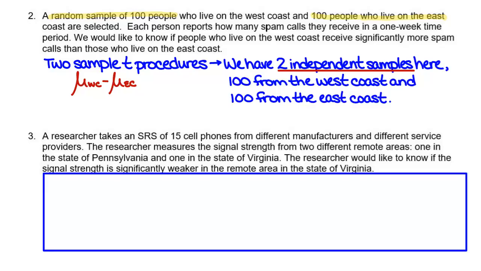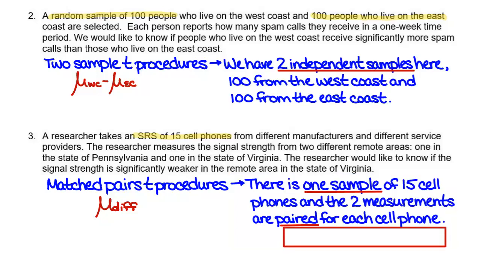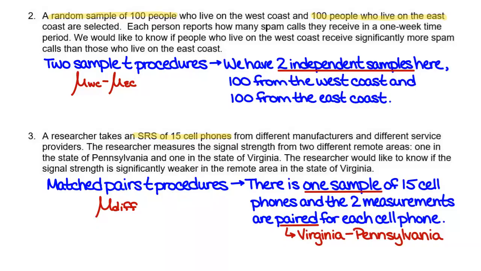What about the last one? The researcher with the 15 cell phones. Is this paired T procedures or mu1 minus mu2? This is paired. So the same as mu diff. What's our evidence for that? There's 1 SRS. We have an SRS of 15 cell phones. And then 2 pieces of information were measured and paired for each cell phone, Virginia and Pennsylvania. You could do Virginia minus Pennsylvania or Pennsylvania minus Virginia, but they're subtracting those differences, or those signal strengths there.